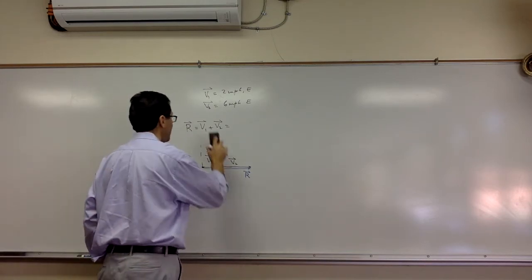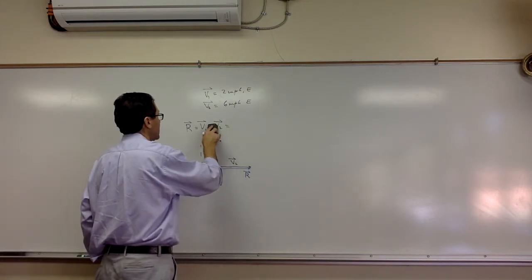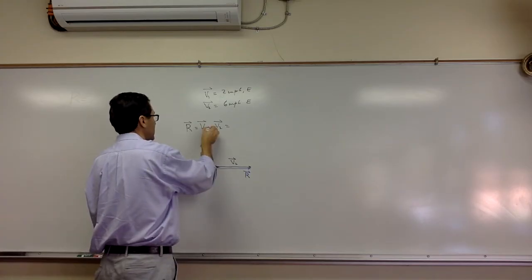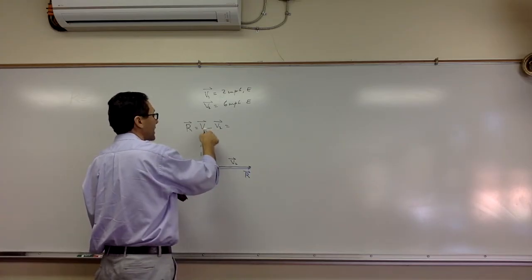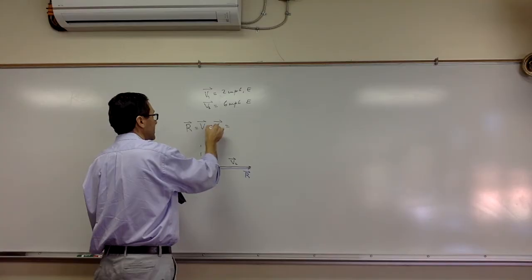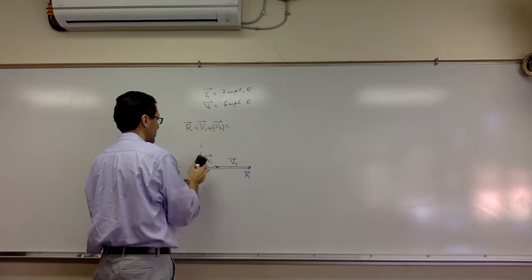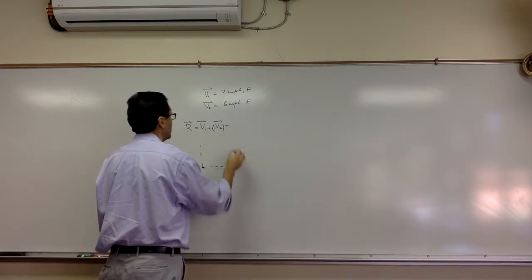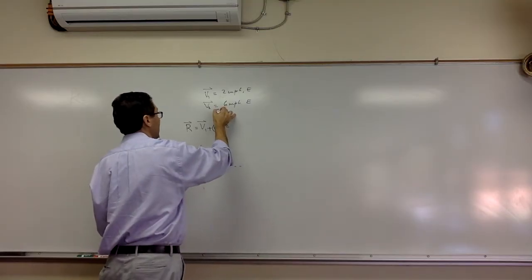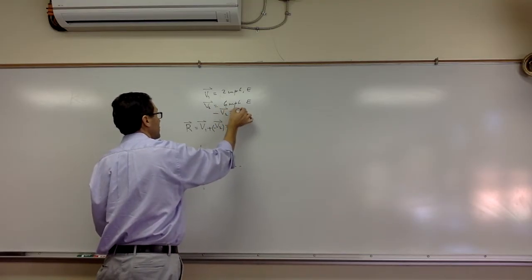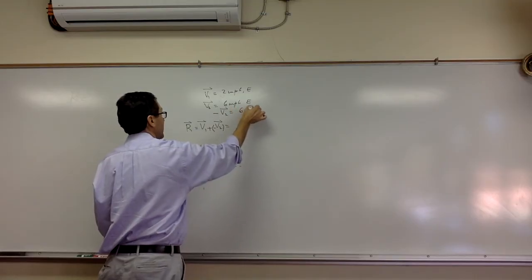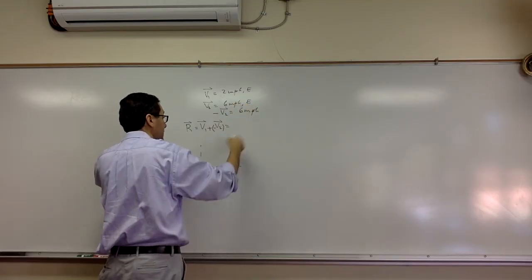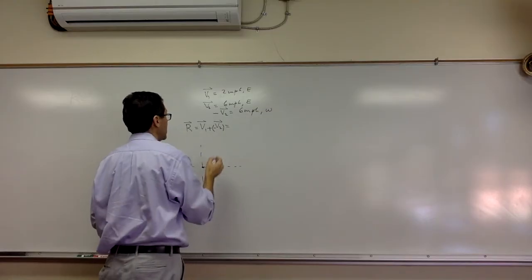subtract V2 from V1. So I have to subtract here. Subtracting is the same thing as adding the opposite. So I'm going to do another one here. Well, first thing I have to do, I think, is find the opposite of V2. So that's 6 miles per hour. Okay? Instead of going east, now it's just west. So this is how it works.